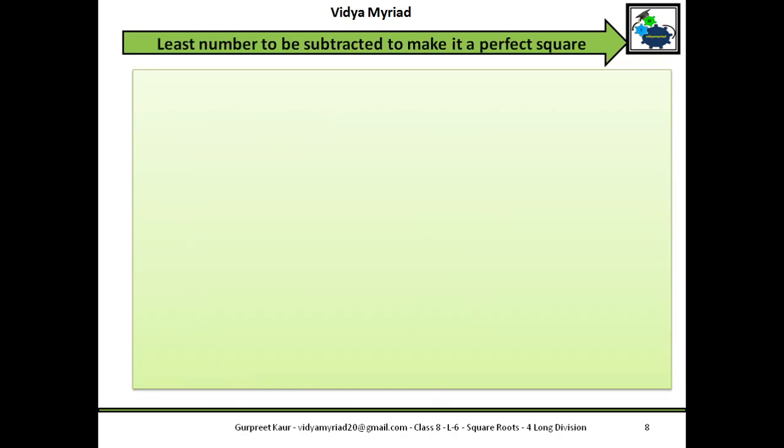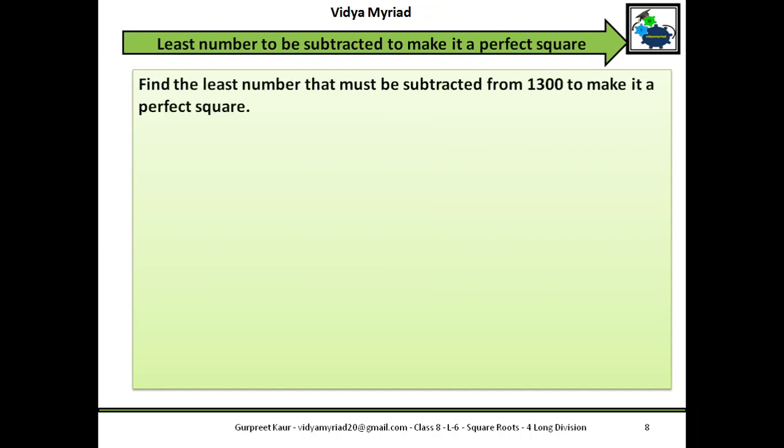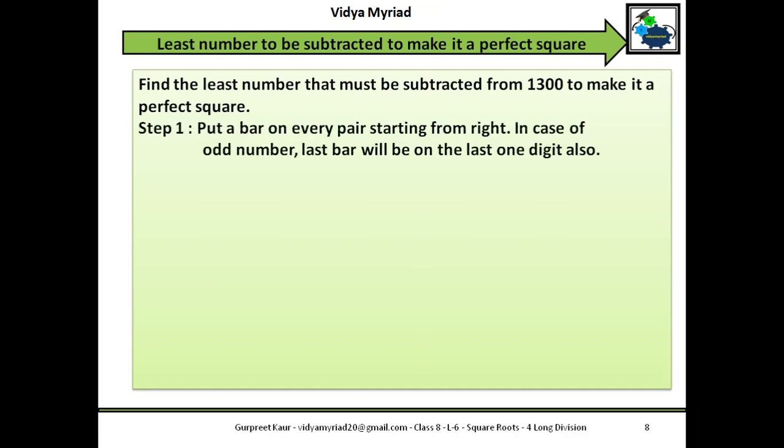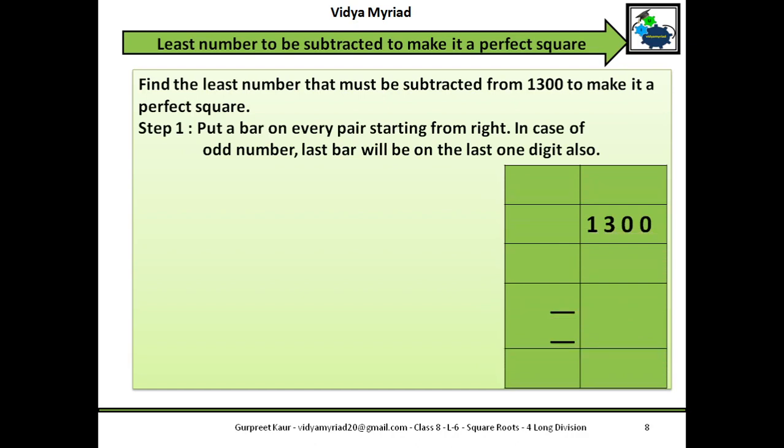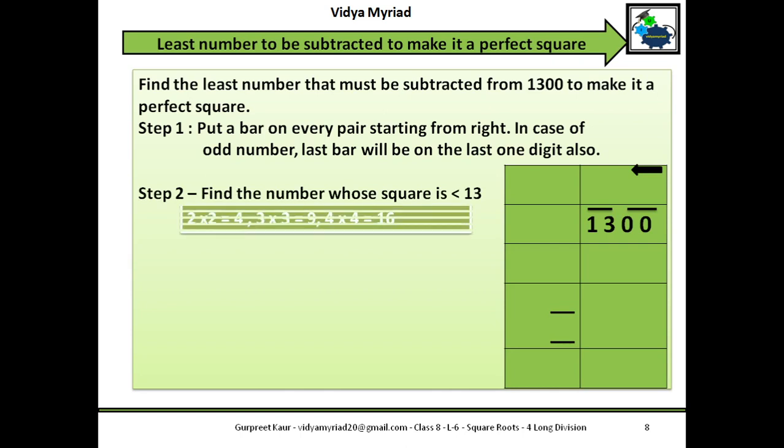Now my question is, find out the least number which must be subtracted from 1300 to make it a perfect square. Now what I need to do is, in the same way I will complete my steps, and I will check if there is any remainder in it. Let me check 1300. There will be a bar on both. I will try to find out the first one. It will be again 3.